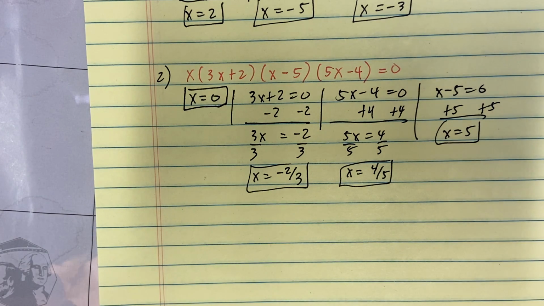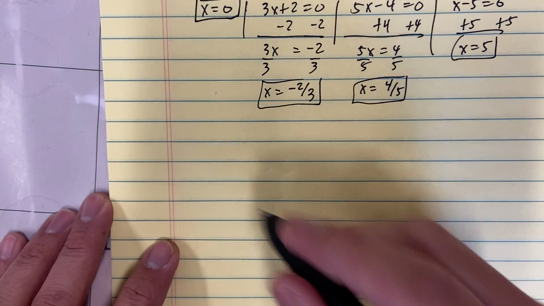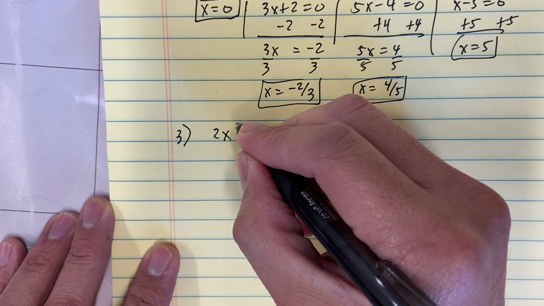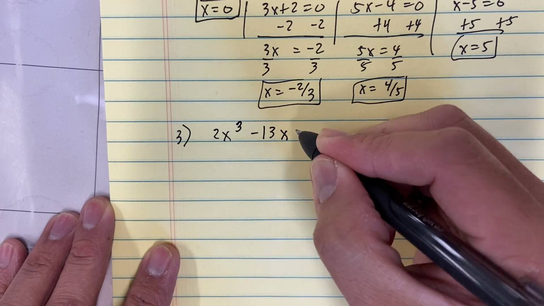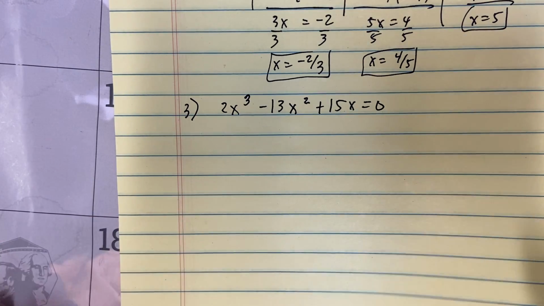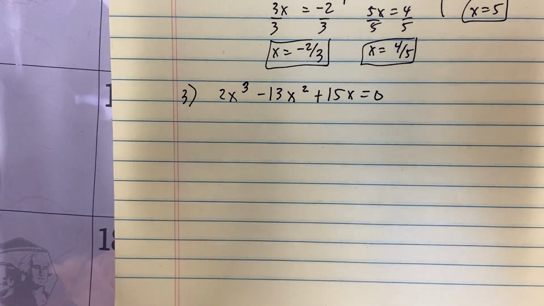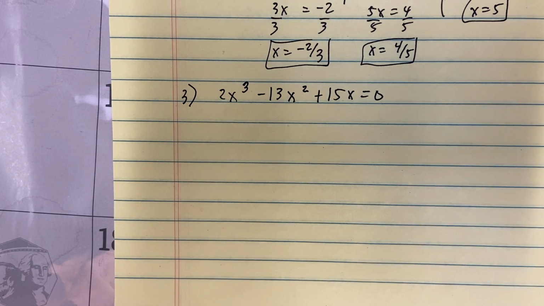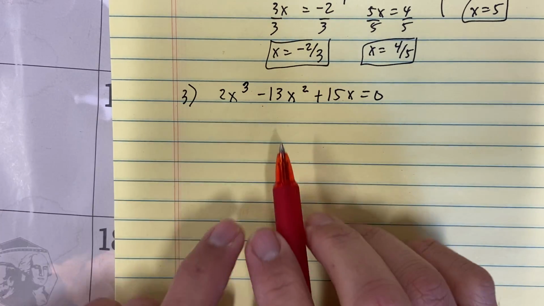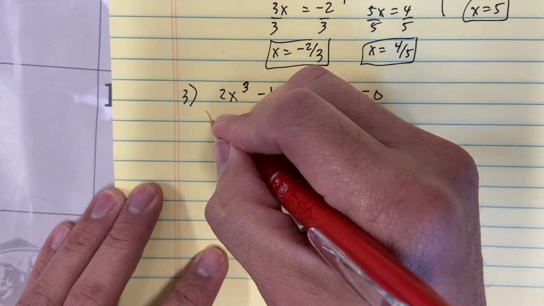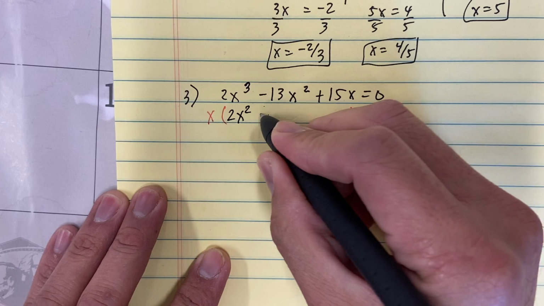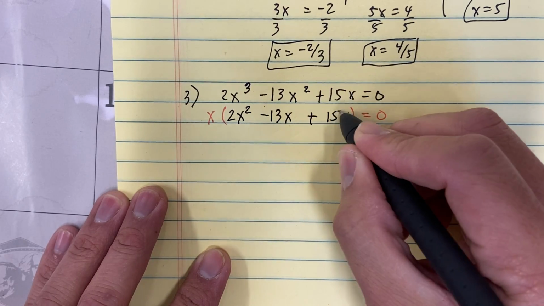But what if you're not given a factored form? It means that you have to factor it. For example, number 3: 2x³ - 13x² + 15x = 0. You have to remember and relearn again the big boy factoring or baby factoring here, and the factor by GCF. Look at the problem. 2x³ - 13x² + 15x. They all have something in common, which is x. So what goes inside the parentheses? It gives us 2x² - 13x + 15.